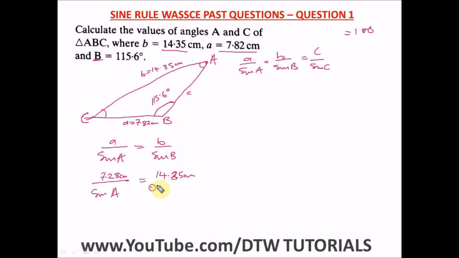14.35 centimeter divided by sine 115.6. Okay, when we do change of subject of the formula, we cross multiply, take this one down here, take this up here. Okay, I hope we can quickly do this together.